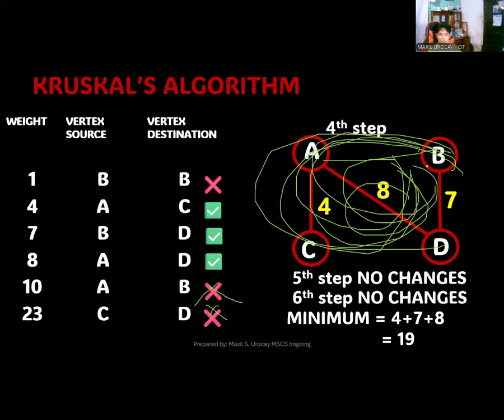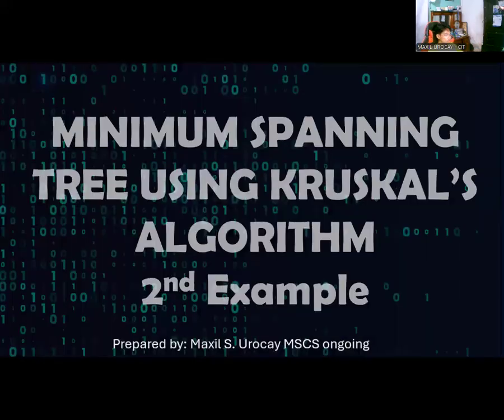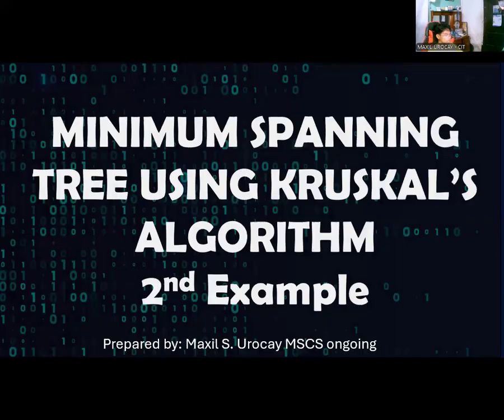So that's how you do that in your minimum spanning tree. You also need to make sure that you are able to identify the minimum weighted total value for Kruskal's for your graph. So let's proceed to the second example. For your second example, you also need to do it step by step so that there will be no mistakes.